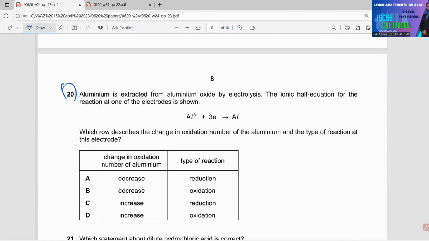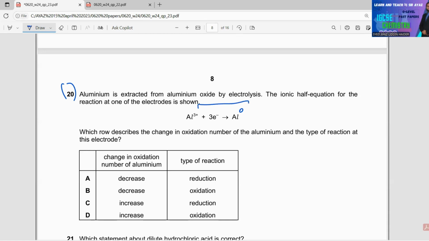20. Aluminium is extracted from aluminium oxide by electrolysis. The ionic half equation for the reaction at one of the electrodes is shown. Here's the reaction equation: Al3+ plus 3 electrons gives Al. Which row describes the change in oxidation number of the aluminium and the type of reaction at this electrode? If you talk about the change in oxidation number, aluminium must be carrying 0.